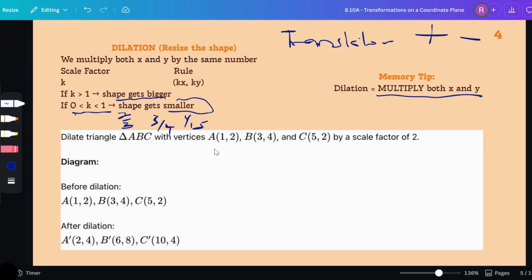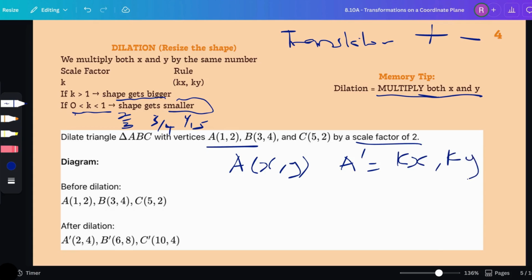So now let's dilate this triangle by a scale factor of 2. So like I said, you multiply both x and y by the scale factor. So if we have a to be x comma y, a prime will be equal to kx comma ky. You multiply both by the same thing. That is what we have here. You multiply by the same scale factor. So now before dilation, we want to multiply this by 2. 2 is the scale factor.